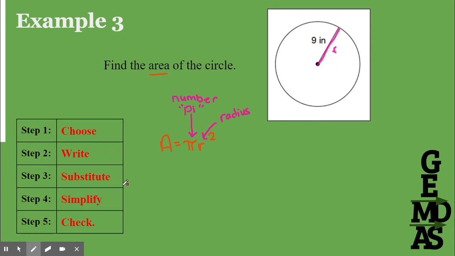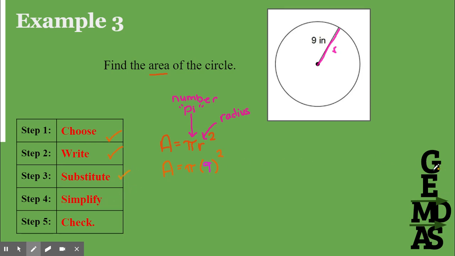Okay, so let's go ahead and do the next step. So we chose our formula, we wrote the formula, and now we need to substitute. Area equals pi r squared. Well, what is the radius? The radius is 9. So now we're going to simplify. So substitute is done, simplify now.